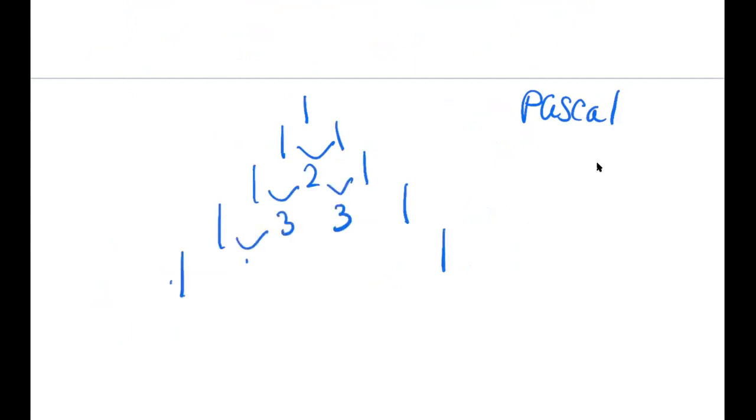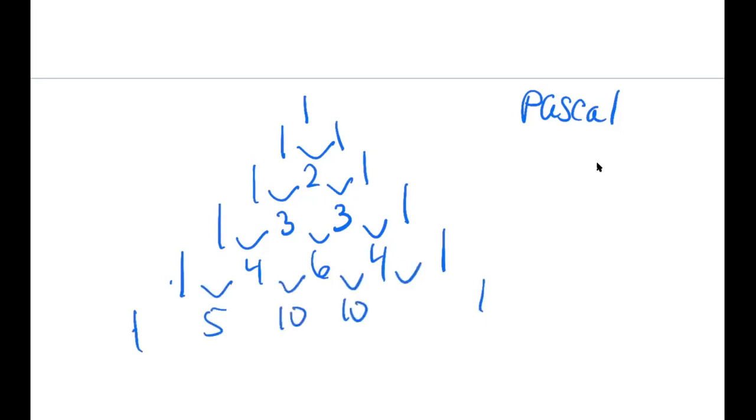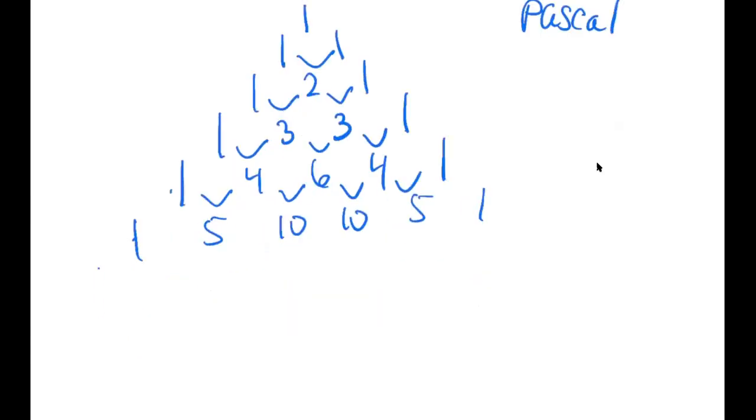He figured out this triangle that has all sorts of great stuff in it. It's like a tree. You add these together and get 2. Keep spreading out your 1s. That gives you 3 and 3. Keep spreading out your 1s. That gives you 4, 6, and 4. Spreading out your ones, that gives you 5, 10, 10, 5. Keep spreading out your ones. This one gives you 6, 15, 20, 15, 6.